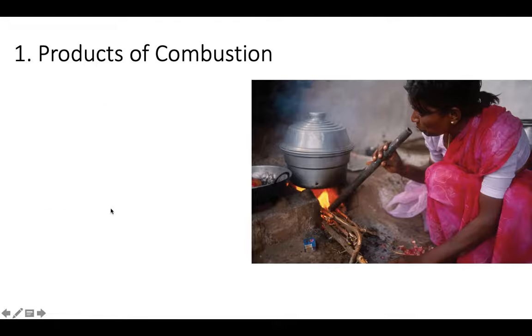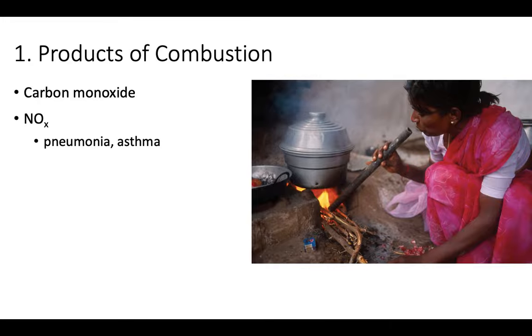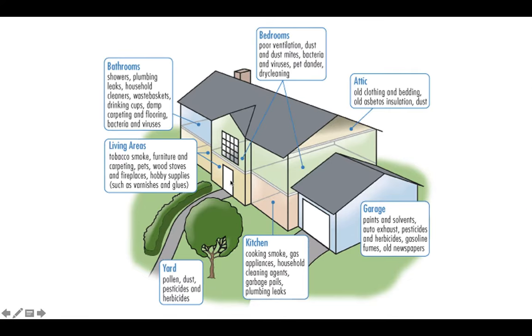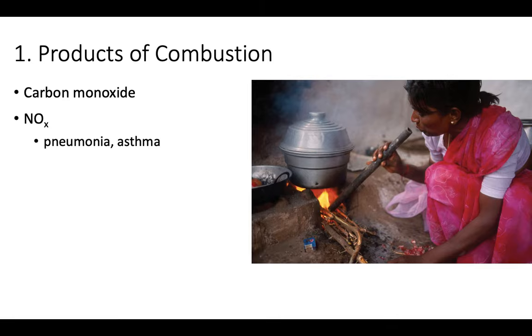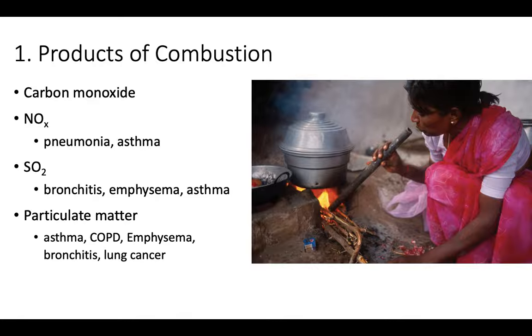Let's start with combustion. So combustion, we know, produces carbon dioxide, but it can produce carbon monoxide as well. We have talked about how that is extremely dangerous to breathe. And in enclosed spaces like this, a small amount of carbon monoxide can build up very quickly, whereas outdoors it's not as much a threat. Nitrous oxides can also be released from combustion and can lead to pneumonia and asthma, sulfur dioxide, which can lead to bronchitis, emphysema, and asthma, and particulate matter, which can do a lot of damage.